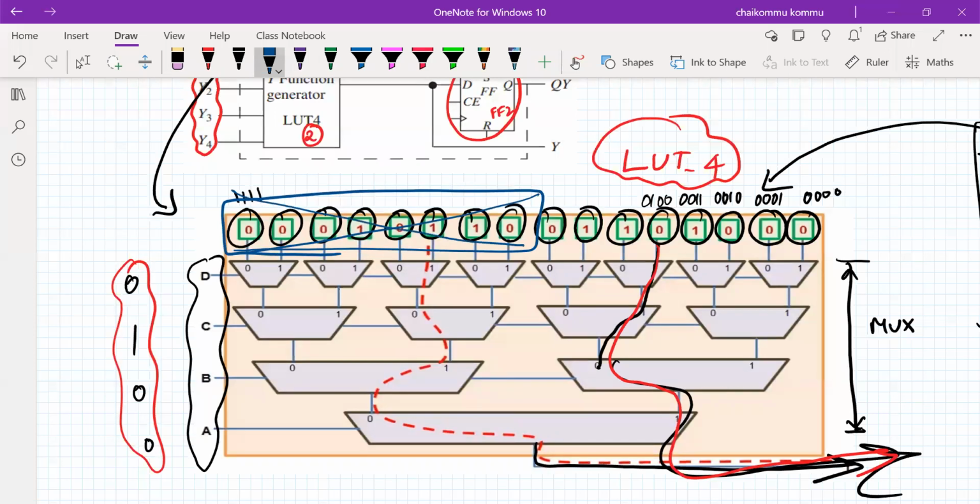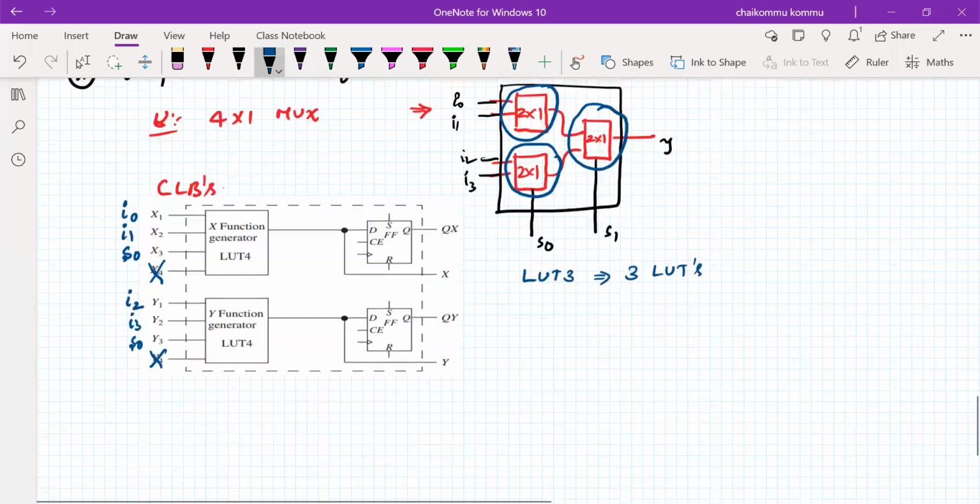Whatever it may be, it doesn't matter. I want to use only the first 8 combinations, related to I0, I1, and S. So that's what I can use here. But fine, everything is fine.